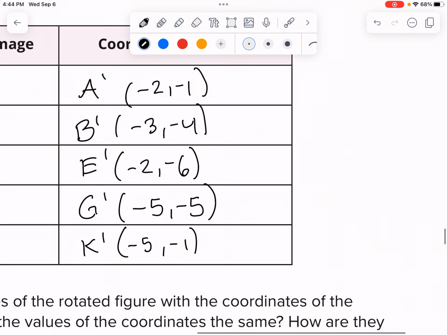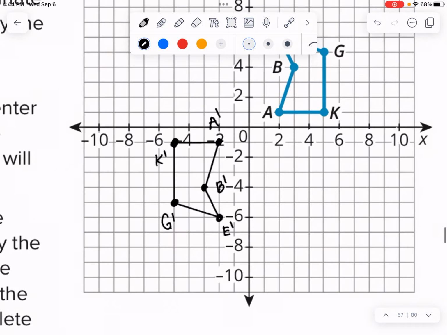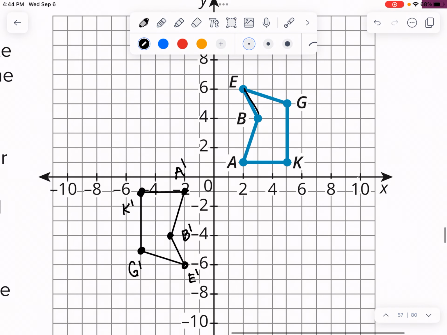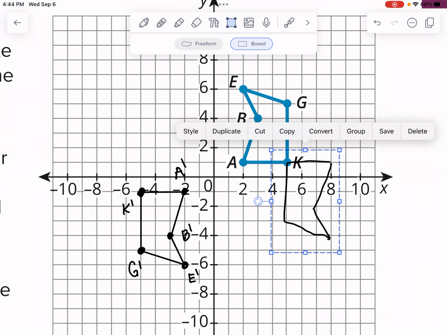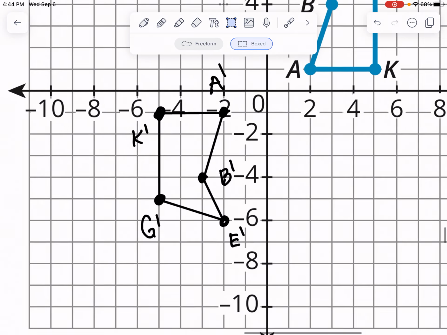Okay, now this looks like it. If I were to take this, let me trace it. If I were to take this and turn it 180 degrees, would this match up? Yep, it directly matches up. Looks pretty good. Right, so this would say it's congruent.